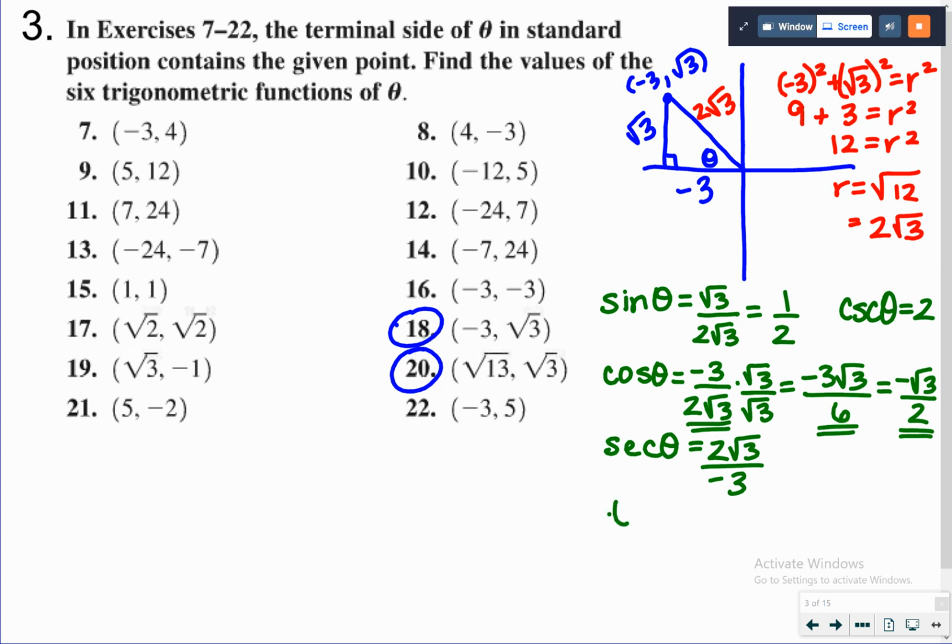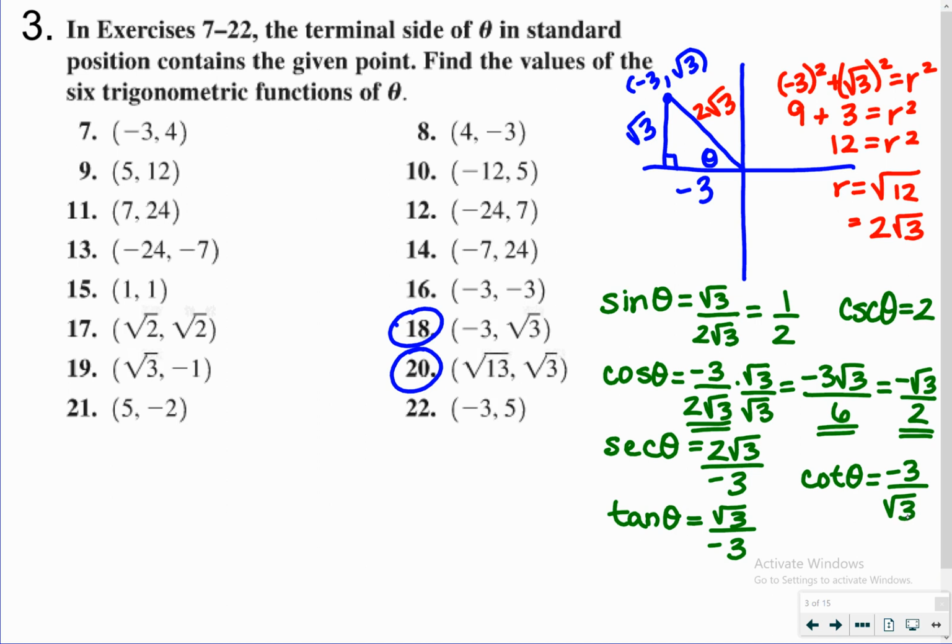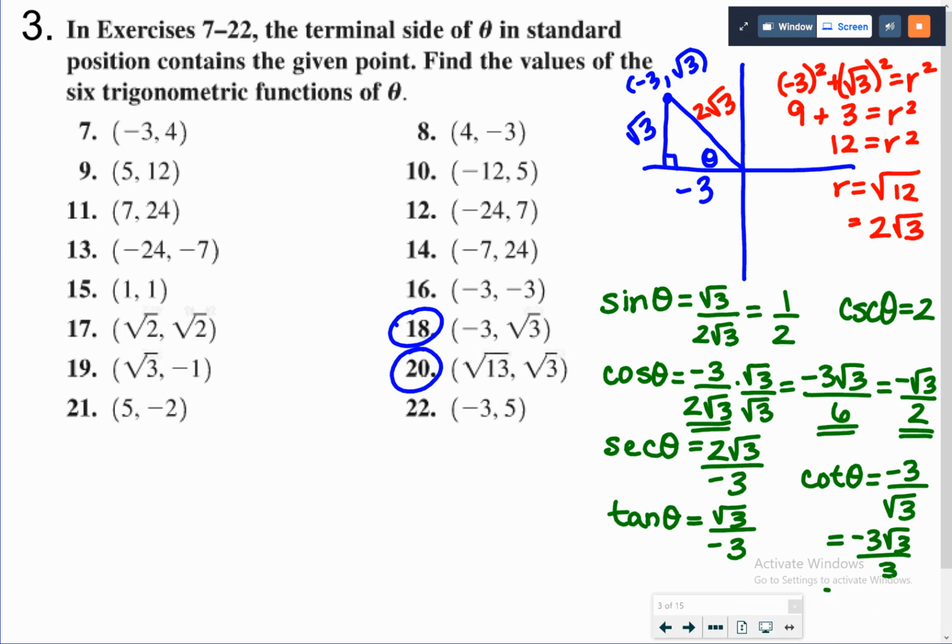Last ones are tangent and cotangent. So how do I find tangent? Opposite over adjacent, so that's just rad 3 over -3. And then cotangent, if I flip that, will be -3 over rad 3, which is, if I rationalize, -3 rad 3 over 3, and then if you cancel your 3's, negative rad 3. So this has a lot of reducing with the radicals on this one.